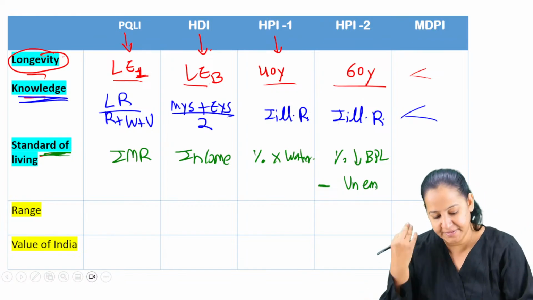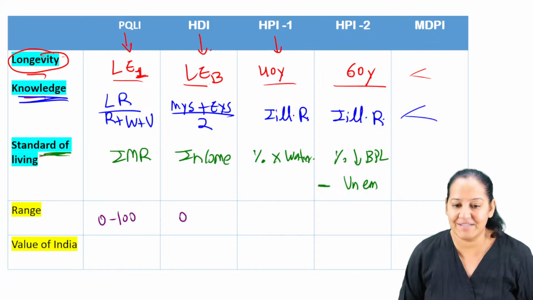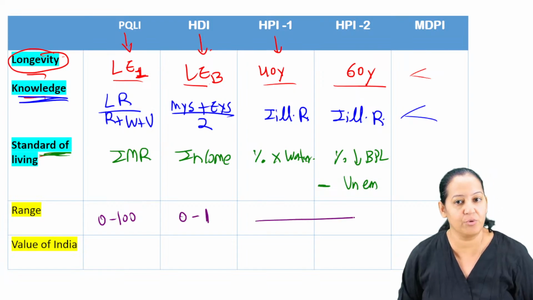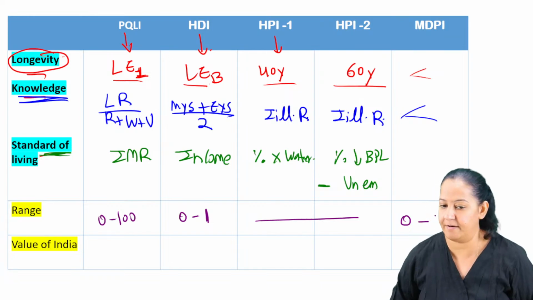So we are done. Tell me the range of all of them. So here the range is 0 to 100. Here the range is 0 to 1. And here we don't have any range. And here again the range is 0 to 1.